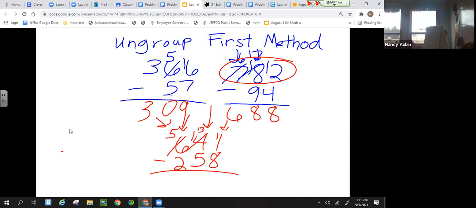5 minus 2 is? 3. Microphone three. Answer. 13 minus 5 is? 8. 11 minus 8 is? 3. Is it a palindrome? Yes. Nice, yes. Connection, Mr. Fox. He told me the answer.